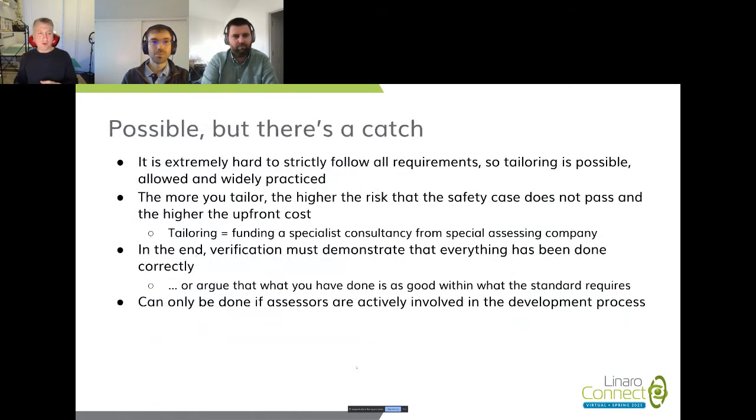Well, at the Xen project, we think that it is possible. And there is, of course, a catch. It's extremely hard to follow all of the requirements, and actually tailoring of these requirements is allowed in practice. So that's what we want to do. Of course, the more you tailor, the higher the risk that safety cases will not pass. So the cost will be higher.